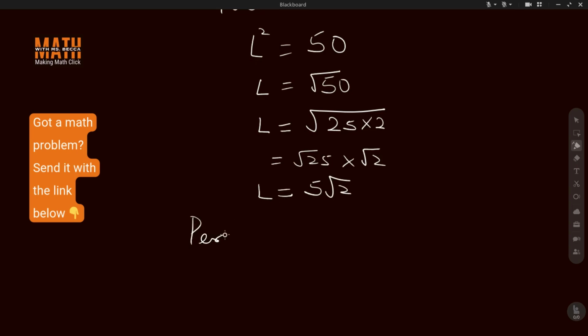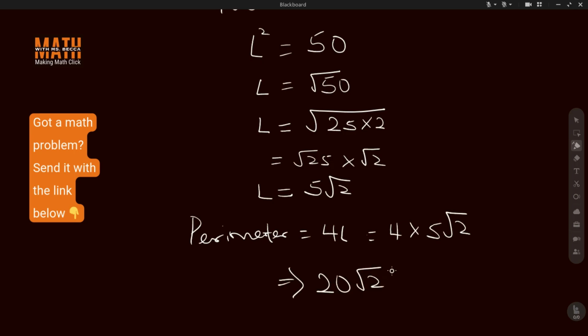And the perimeter of the square is 4L. That is 4 times 5 root 2. So the perimeter will be 20 root 2.